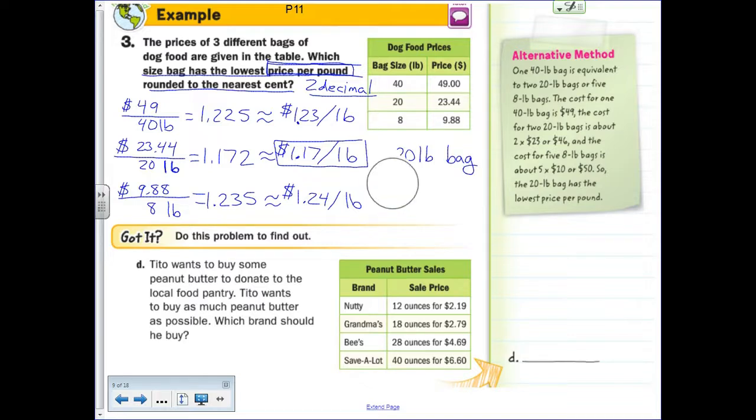And I should make it look like 20 pounds and not 201. Or again, somebody not paying attention might think I put 201 there, or 2016. So a 20-pound bag is the better price. That brings us up to the last example, which is on page 12.